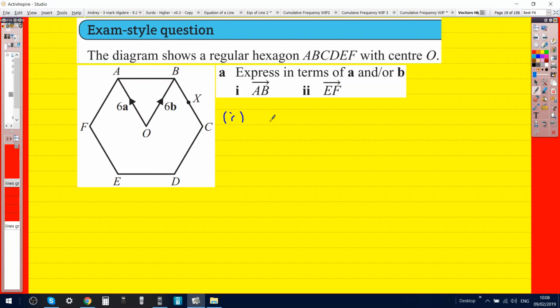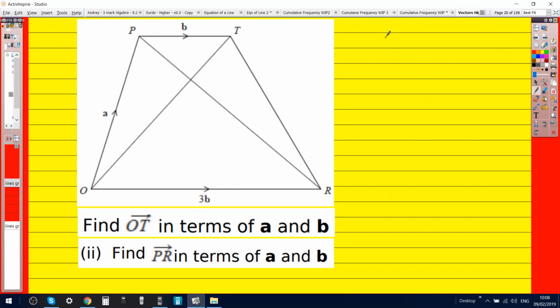Would it be minus 6A plus 6B? And for E to F, would that be plus 6A? That's minus it. B? No. From E to F, just looking at the diagram, what vector is the same length and same direction as E to F? 6A. Yep. And so it's just 6A. So if that was, let's say, minus 3, 4, then this is also minus 3, 4. Okay, so those two are the same vector. Okay, how about this?